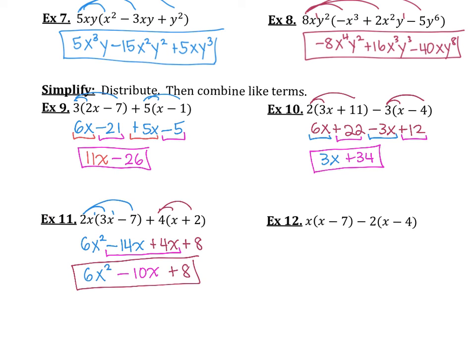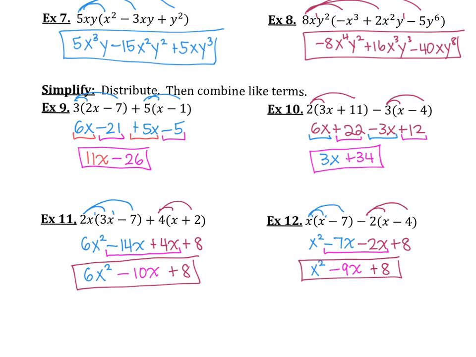Okay, last one. Okay, distribute x times x, 1, 1, x to the second, x times 7 is 7x, minus 2x, minus 2 times minus 4 turns it to a positive, 2 times 4, 8. Okay, the x to the second is the only squared term I see. Minus 7 and minus 2 add up to minus 9x, and then the positive 8 comes down since it has no like terms, and then this is my final answer.